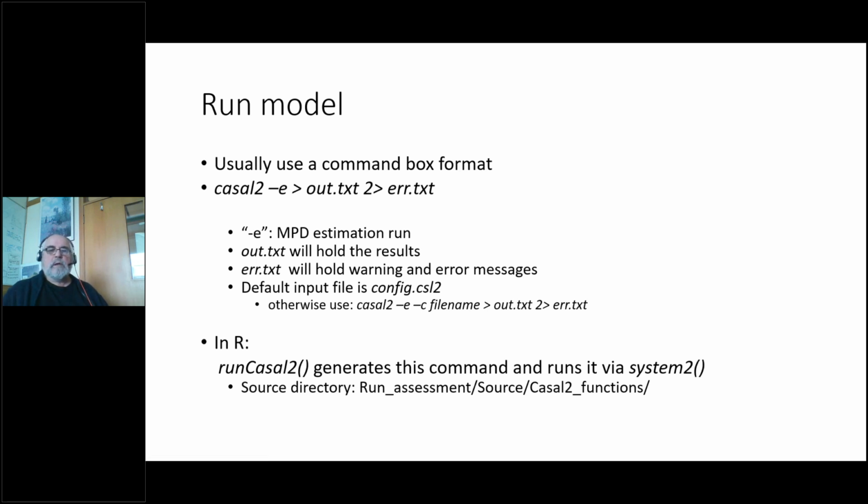And in R, we've got this function, run Casal2, which generates this command and runs it via R's system2, which is the way of running Windows commands. The source for that is in this run assessment source Casal2 functions directory. I've zipped up this run assessment, and at the end of the talk, I show where you can pick that up if you want to repeat the analyses done here.